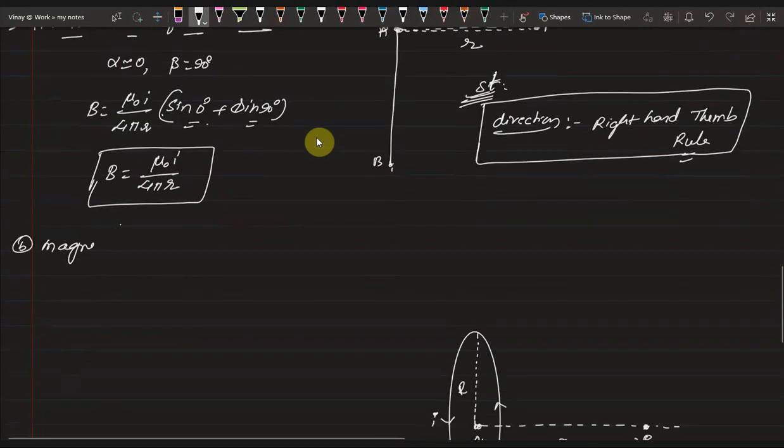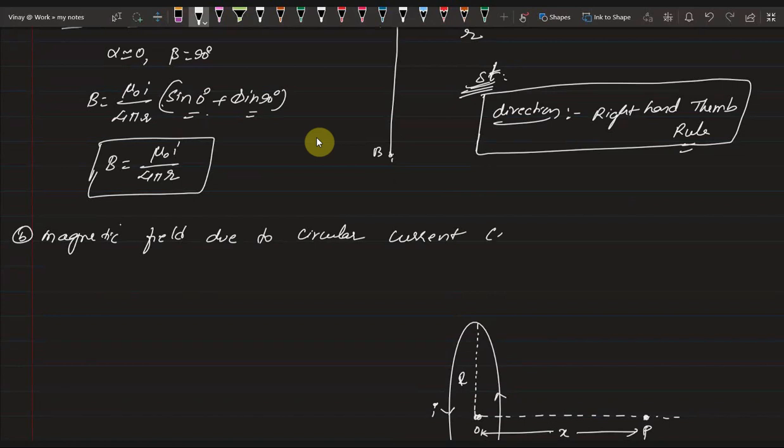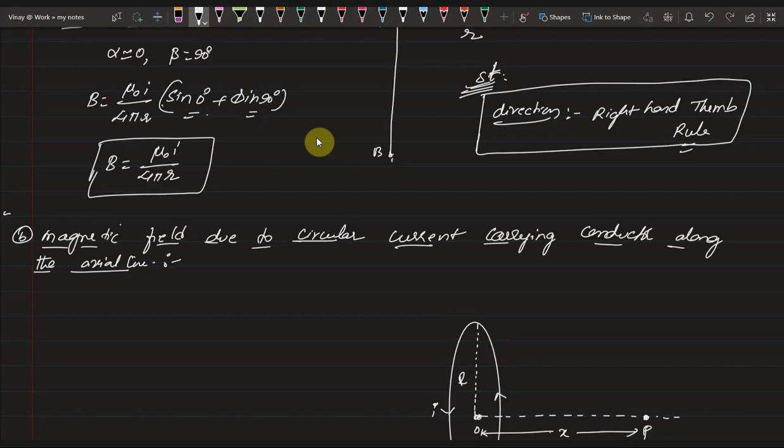Now, I'm going for the next concept, that is magnetic field due to a circular current carrying conductor along the axial line. Please keep this idea. This is a very important 5 mark question from your PU examination point of view. Damn sure question. Shall I explain this question?